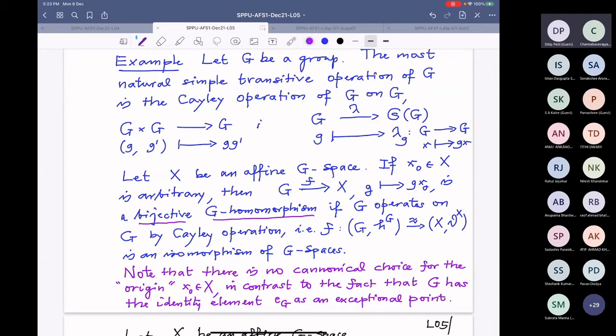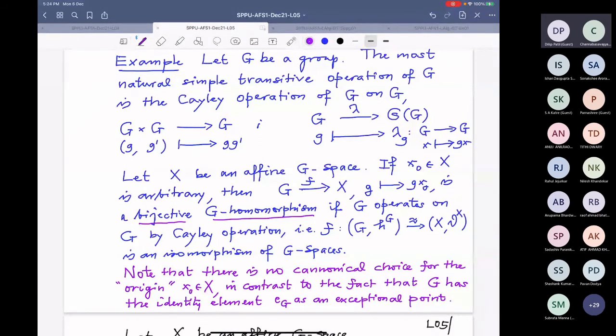So first of all, I have to check that this map is a G homomorphism. Secondly, I have to check it is bijective. See, I have underlined those, what you need to check. And thirdly, we will check that it is a G isomorphism. Actually, it is enough if I check bijective and G homomorphism, then it is an isomorphism of G spaces. So now let us first check it is bijective.